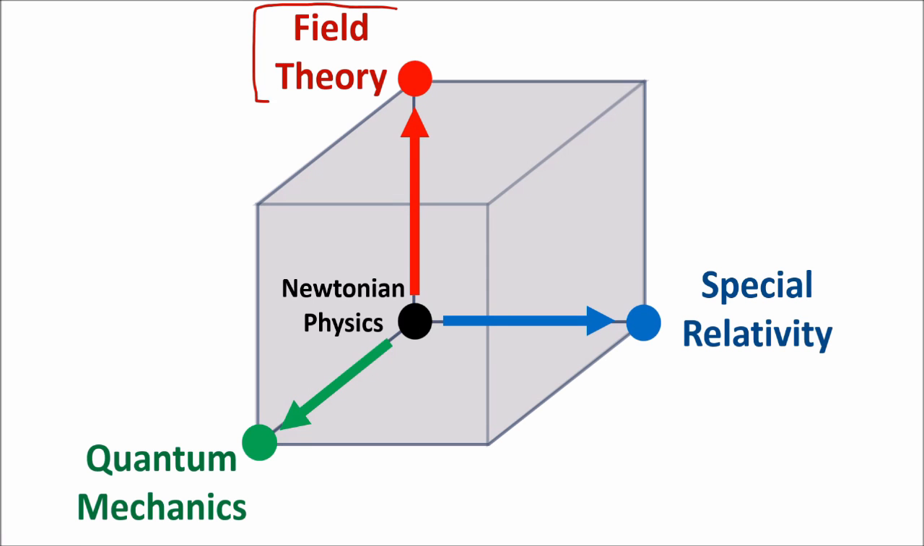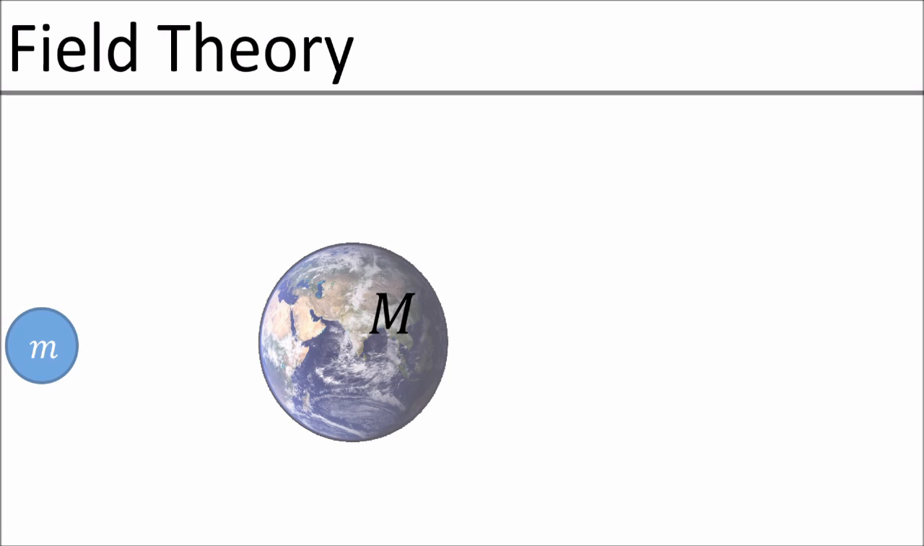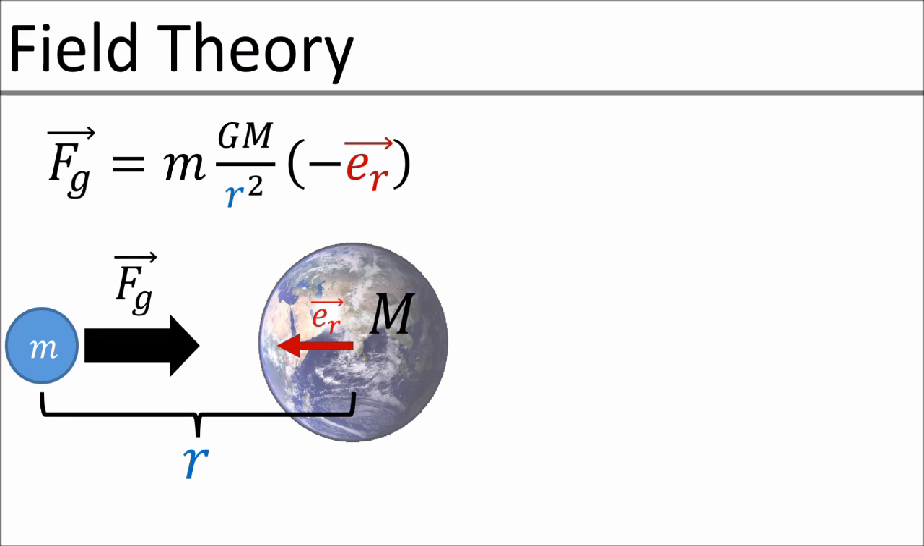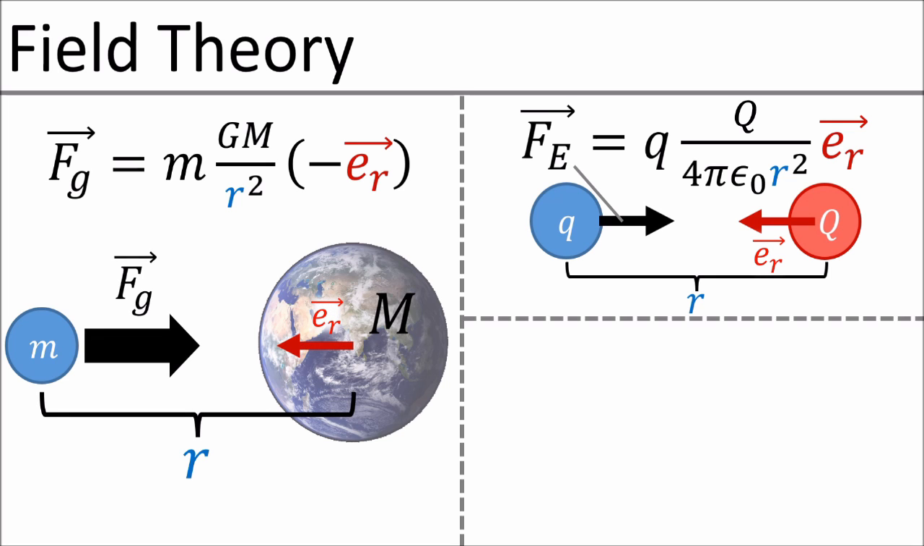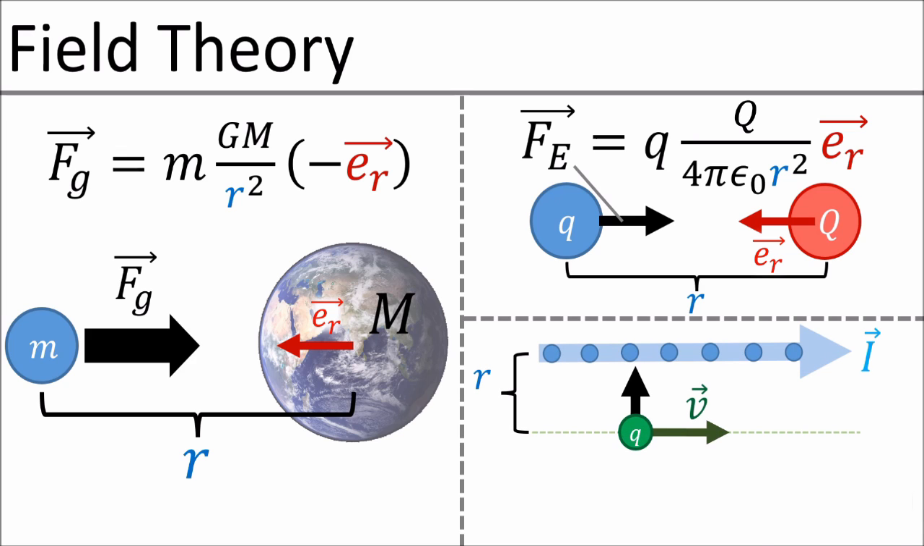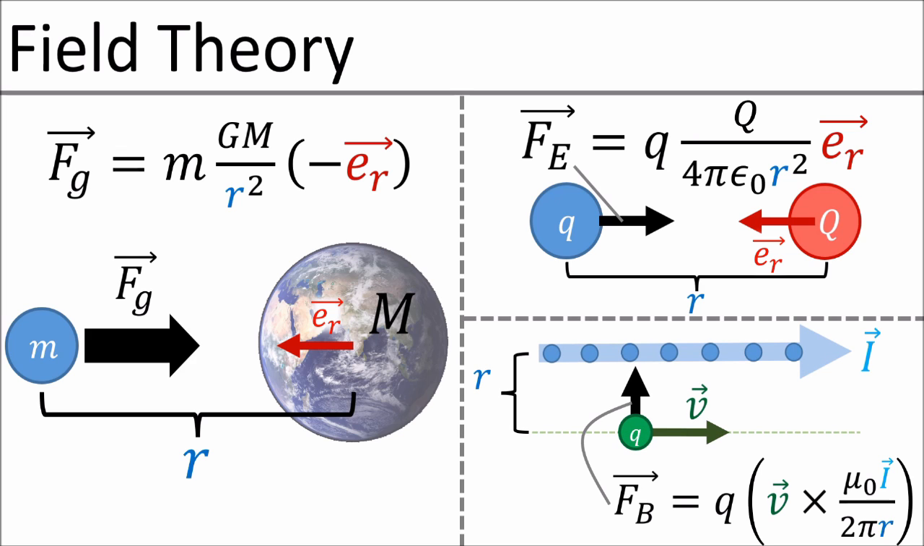Now let's talk about classical field theories. When you first start learning Newtonian physics, you usually learn it in the language of forces acting on particles. For example, we can calculate the gravitational force of a planet on a small mass, or electric forces between charges, or the magnetic force of a current-carrying wire on a charged particle.